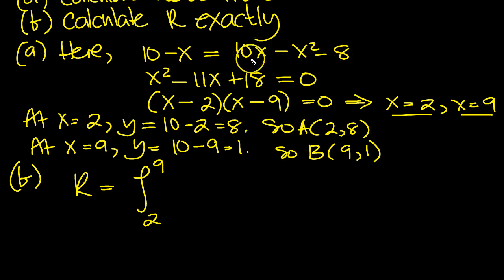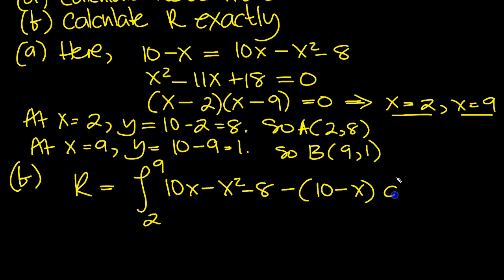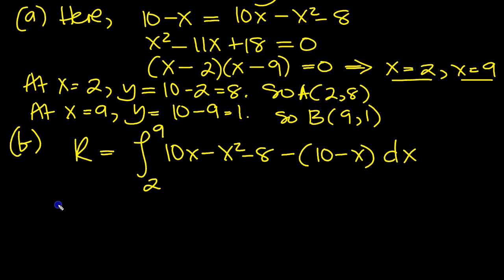The top y value is 10x minus x squared minus 8, take away the bottom value. The line underneath is 10 minus x. Put it in a bracket because there's more than one term, dx. So now it's a simple integration, isn't it? So that's equal to the integral between 2 and 9. We've got 10x minus x when we expand the bracket, so that's 11x. We've got a minus x squared. We've got minus 8 minus 10 is minus 18.